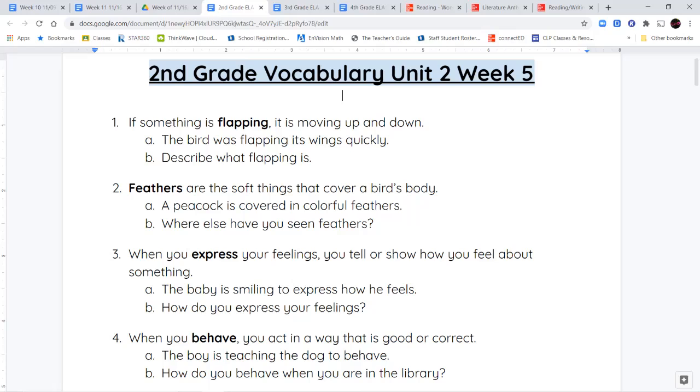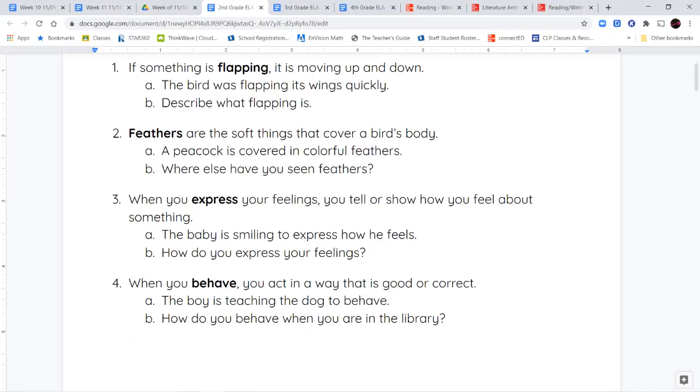And your last vocabulary word for this week is the word behave. So when you behave, you're acting in the correct way. You're acting the way that you're supposed to. So if you're behaving properly, you're following the rules, you're following directions, you're doing the things that you're supposed to do.